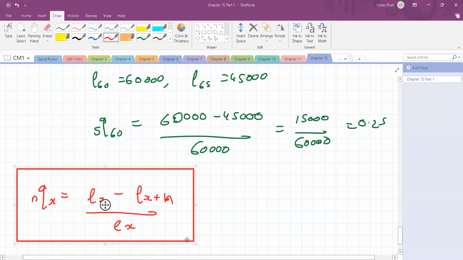Now, one more thing. As I told you about the relation between Px and Qx, similarly there will be the same relation between nPx and nQx. A person who is alive at the age of 60 will either be dead or be alive at the age of 65. He has to be one of these two. So the probability should add up to 1. So therefore nQx will be 1 minus nPx.